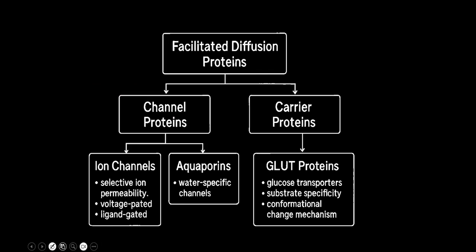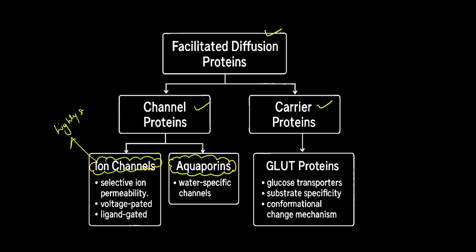So facilitated diffusion occurs through channel proteins or carrier proteins. Channel proteins can contain ion channels or aquaporins. Okay, ion channels are highly selective, like sodium, potassium, calcium channels.